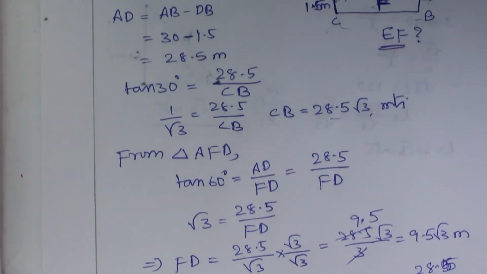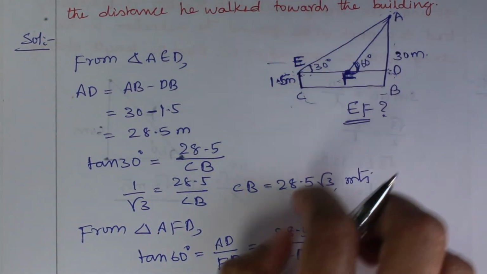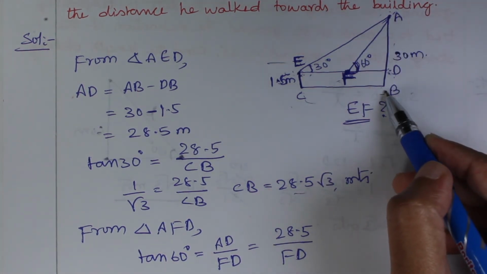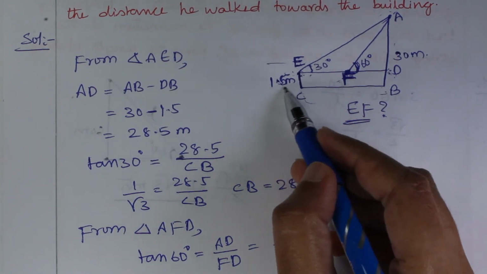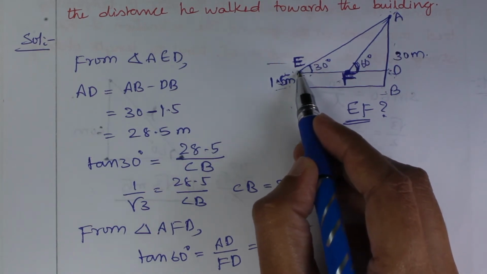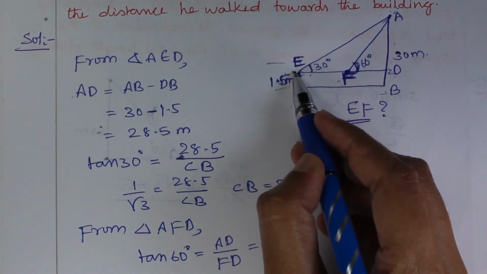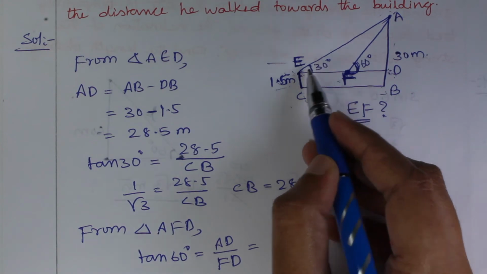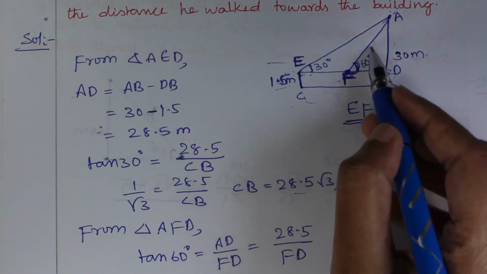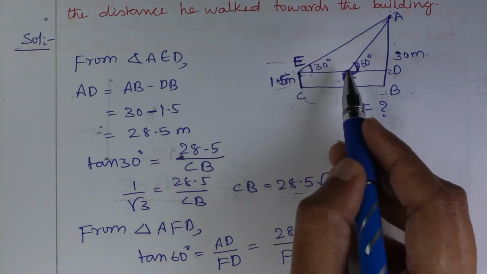This is slightly complex. I will explain the problem once again. I have drawn this diagram here. If you understand this figure, you can easily solve this problem. So I'll explain. AB is the length of the building, which is 30 meters. And CE is the boy standing here, who is 1.5 meters tall. Now, he has travelled from initial position E to F. That is the second position. From the initial position, he is making an angle of elevation of 30 degrees to the top of the building. And from the second position, he is making an angle of elevation of 60 degrees to the top of the building. Now we have to find out the distance travelled by the boy from E to F.